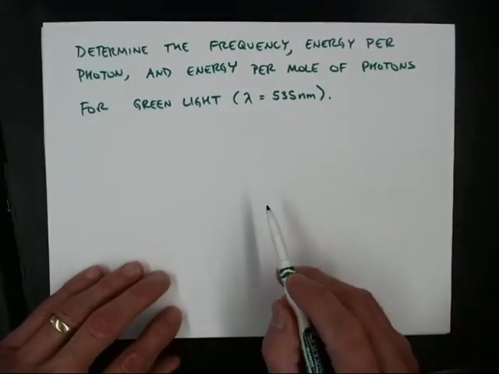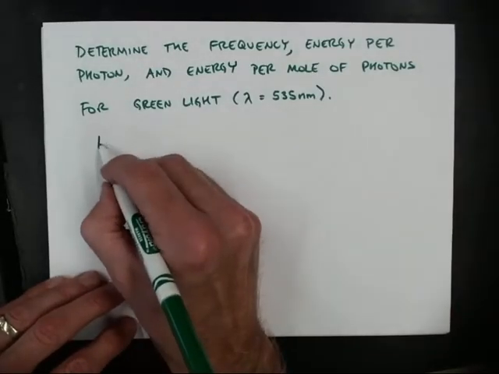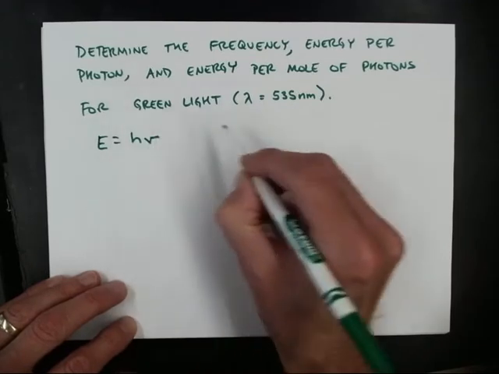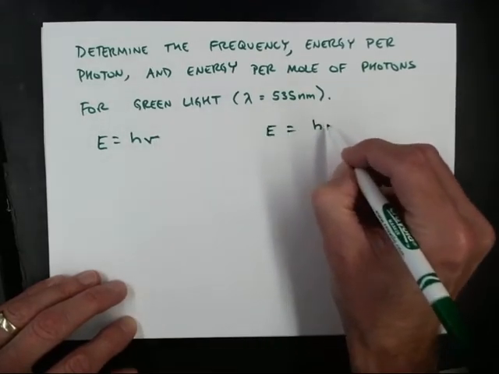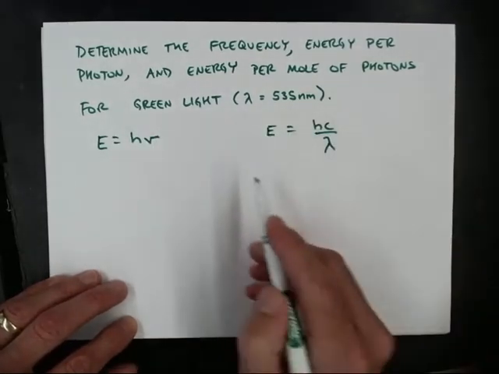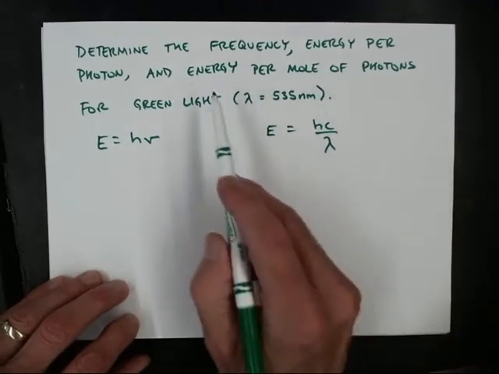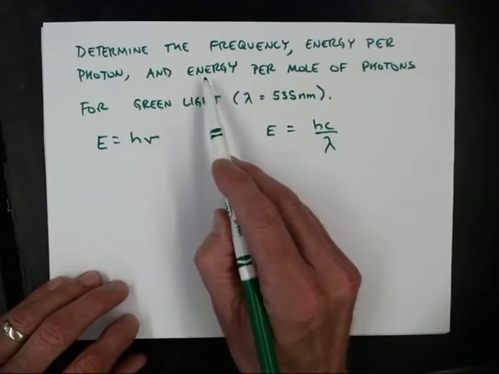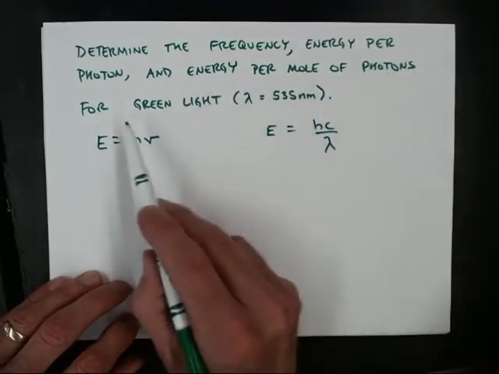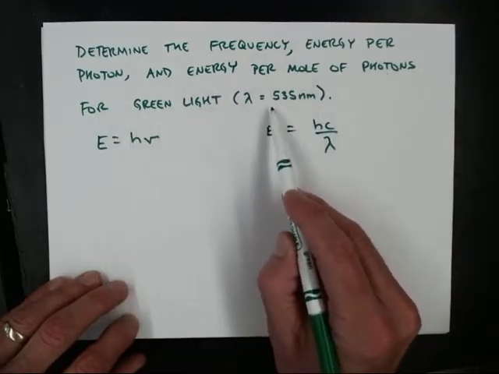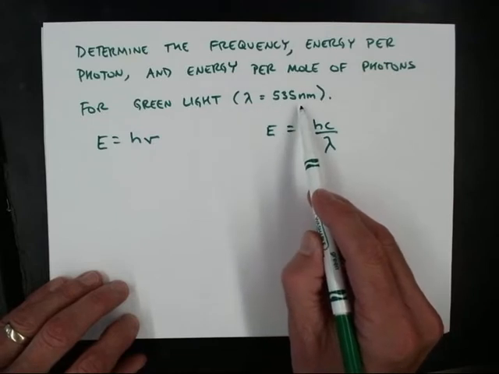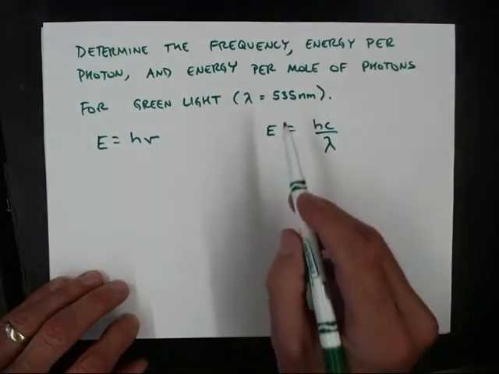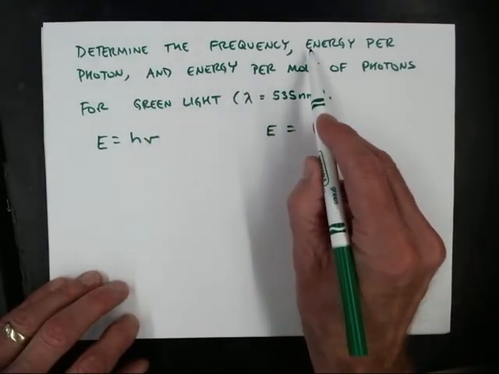We're now going to use the equations that we just learned, E equals h nu and E equals hc over lambda, to answer this particular question here. We're going to find the frequency, the energy per photon, and energy per mole of photons for green light. And green light has a wavelength of about 535 nanometers.